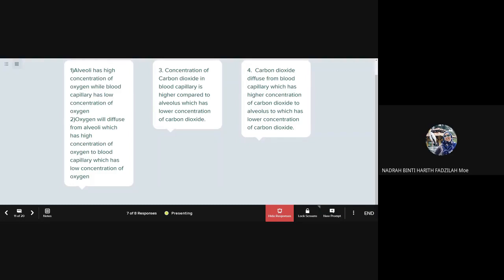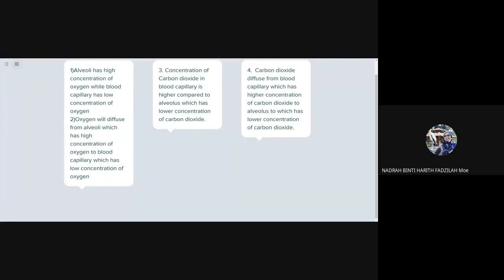Okay, ini pula idea daripada Widat. Widat kata, concentration of CO2 in blood capillary higher compared to alveolus. Statement number 3. Statement number 4, therefore, carbon dioxide diffuse from blood capillary to alveolus. Kita tak boleh simply kata move down concentration gradient sebab kalau carbon dioxide move down dia ialah daripada blood capillary to alveolus. Tetapi move down untuk oksigen ialah daripada alveolus pergi ke blood capillary.